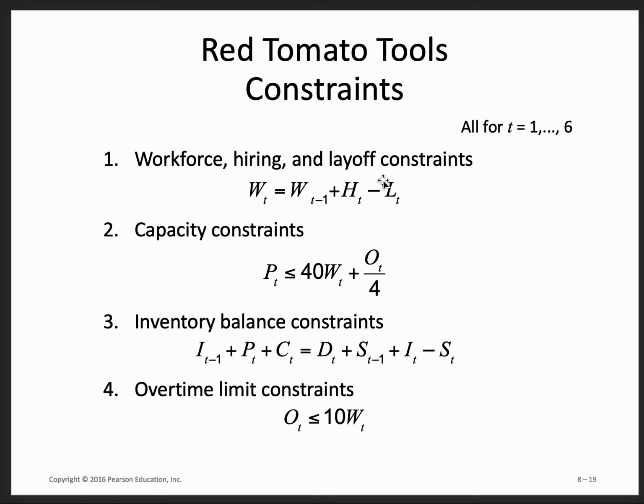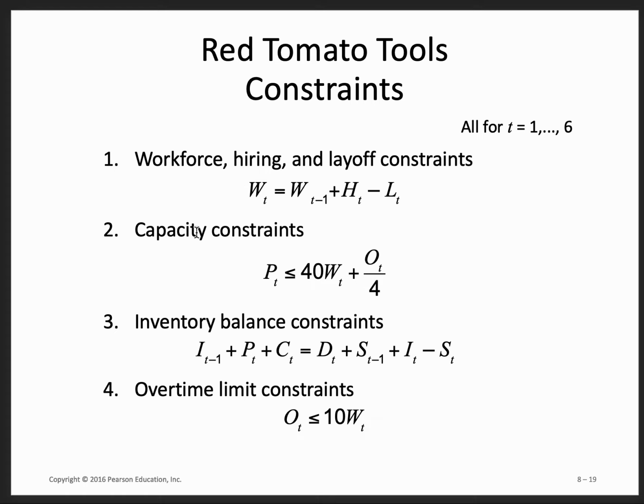Now, usually you will not have both of these numbers. So if you hired workers, you'll likely not lay anybody off, but if you laid somebody off, you're not going to hire anybody. But either way, this is a constraint that balances the number of people you have based upon the number of people you had last month and how many people you are going to hire and fire at the beginning of this month. So you have workforce balance constraints.